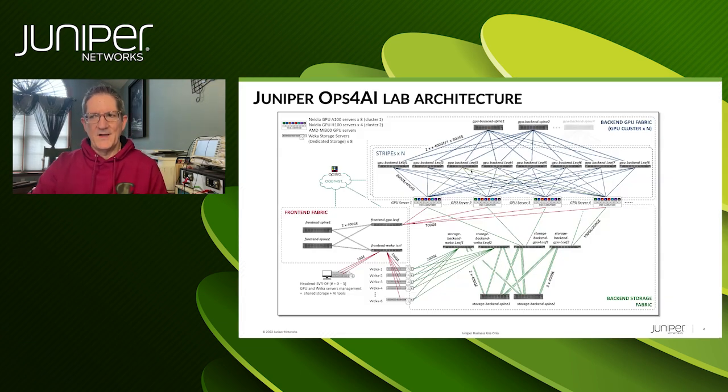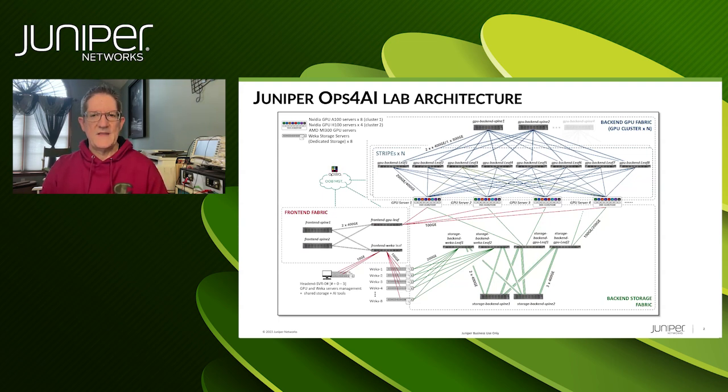This is a diagram of the Ops4AI lab, but before I get into the diagram itself, I wanted to answer the question of why to build a lab. So when we first started on our AI journey, InfiniBand really was the primary networking technology for AI networks. And this is because InfiniBand was used for HPC, high performance computing. And when GPUs started being used for AI networking, the InfiniBand just followed along with it.